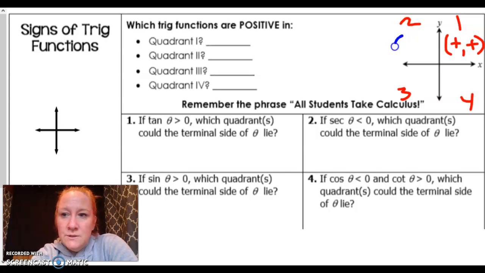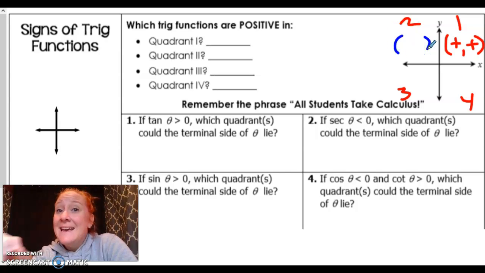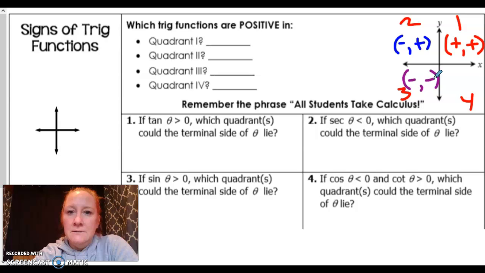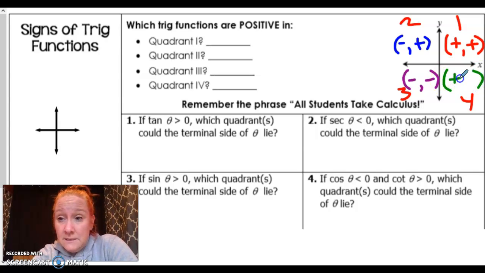Okay, let's go over to this one. The x value is negative, but the y value is positive. How about this one down here? The x value is negative, y value is negative. And then over here, let's do green. The x value is positive, y value negative.